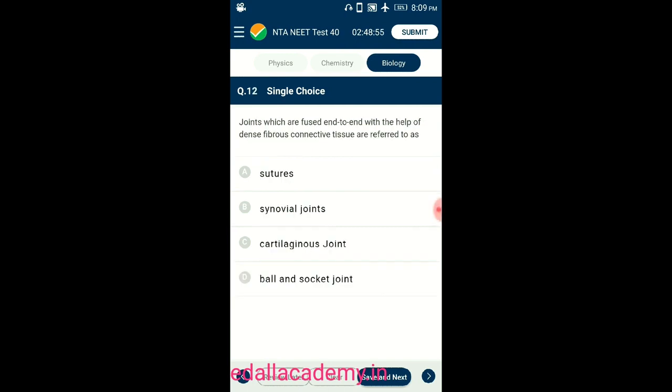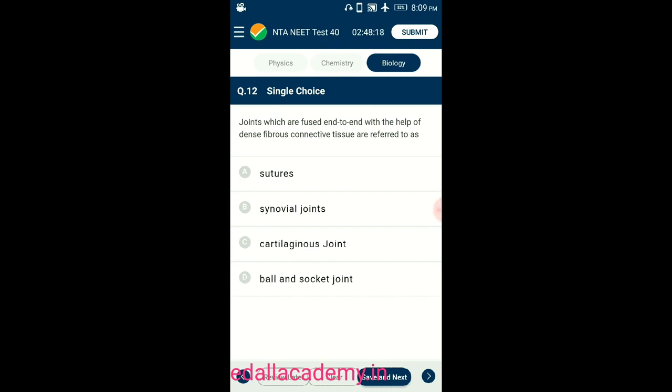Question number 12. Joints which are fused end to end with the help of dense fibrous connective tissue are referred to as. Sutures are fibrous joints present in the cranium. They are immovable joints. The 4 major sutures are the coronal, sagittal, lambdoid and squamous sutures. They connect the frontal, parietal, temporal and occipital bones.